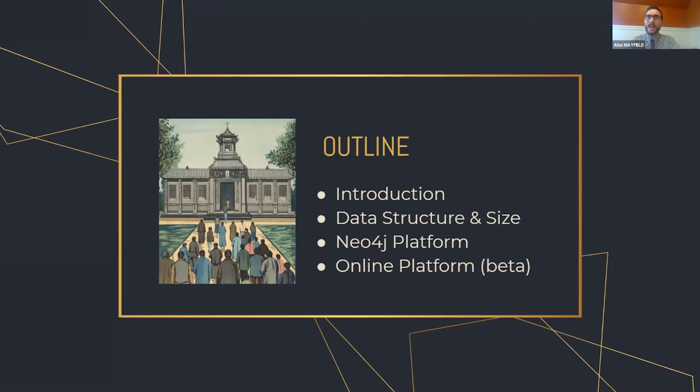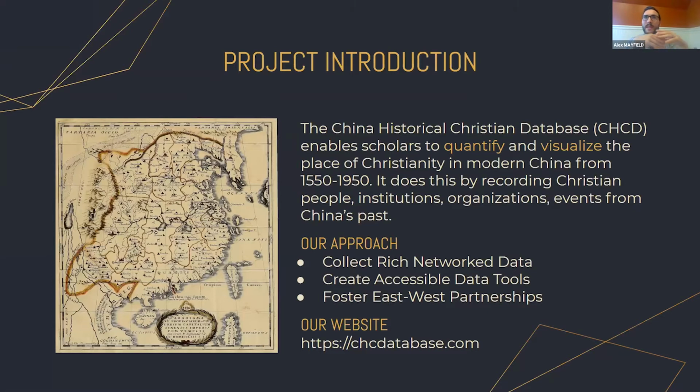So the project, the China Historical Database, really is intended to help scholars quantify and visualize the place of Christianity in China from 1550 to 1950, a broad period. And it does this by essentially recording Christian people, institutions, organizations, and events, both in relational data, people to institutions, people to people, people to events, but importantly also people to places and institutions to places. So we record geospatial data as well. So our approach is, we try to collect rich networked data as much as possible.